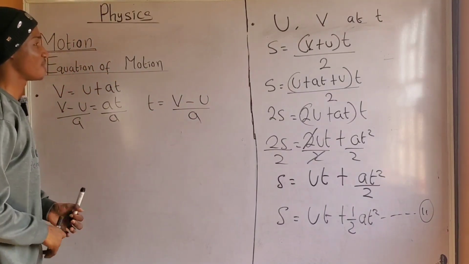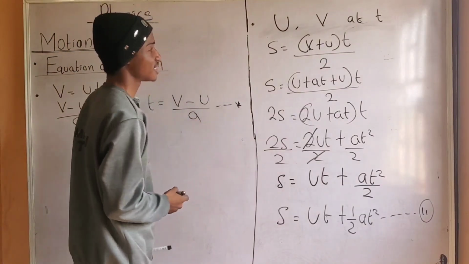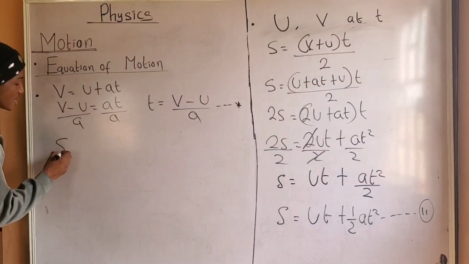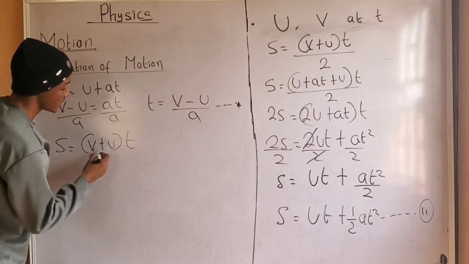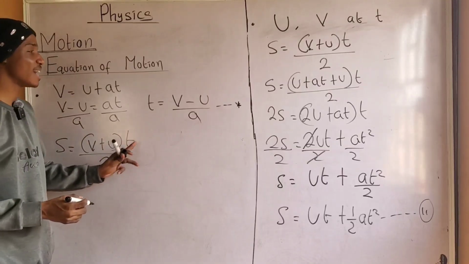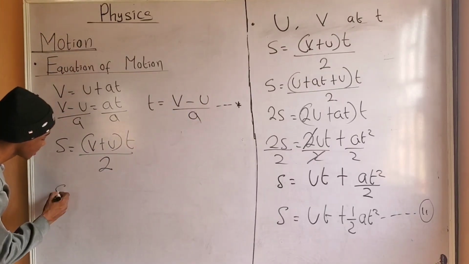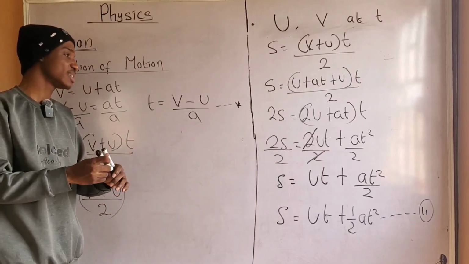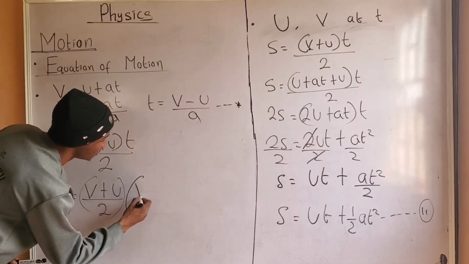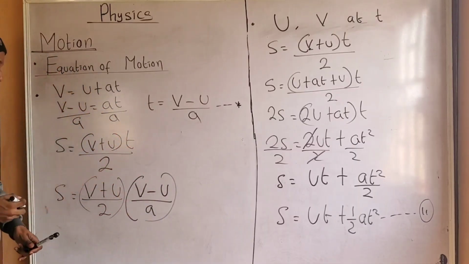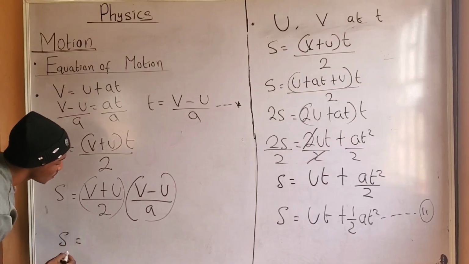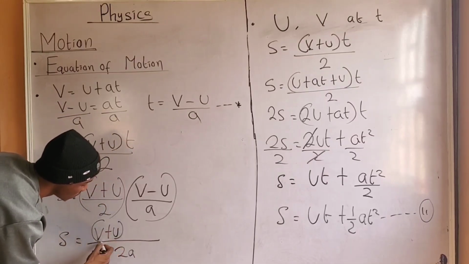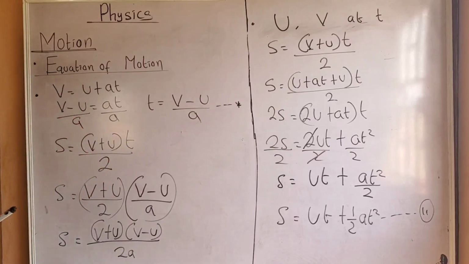Now, call this one equation star. From the equation s equals v plus u multiplied by t all over 2, you are going to have s equals v plus u all over 2 multiplied by t. Now, replace t as v minus u all over a. Don't forget that I told you to replace t as v minus u all over a. So I'm going to have v minus u all over a instead of t. Okay, take the product. I'm going to have s equals, over 2a, v plus u multiplied by v minus u.